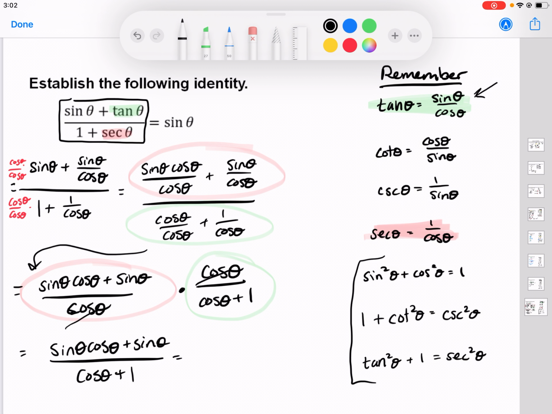Last but not least, there is a common factor of sine here, so I'm going to factor out my sine. Isn't this just like such a fun little puzzle? I love it. And those cancel out because they are common factors, and you've got sine of theta. We had just enough room to finish that problem because we are so talented.